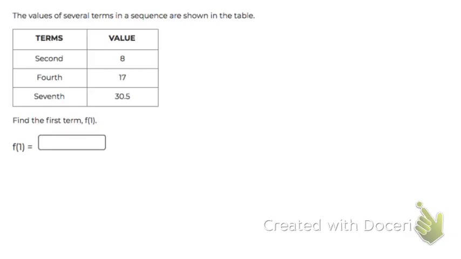Here we're given the values of several terms in a sequence, and they're asking us what is the first term. So what do they mean by the word terms? We need to remember that in a sequence like this, the first number would be the first term. That's when n is 1. The second number represents our second term, and so on.